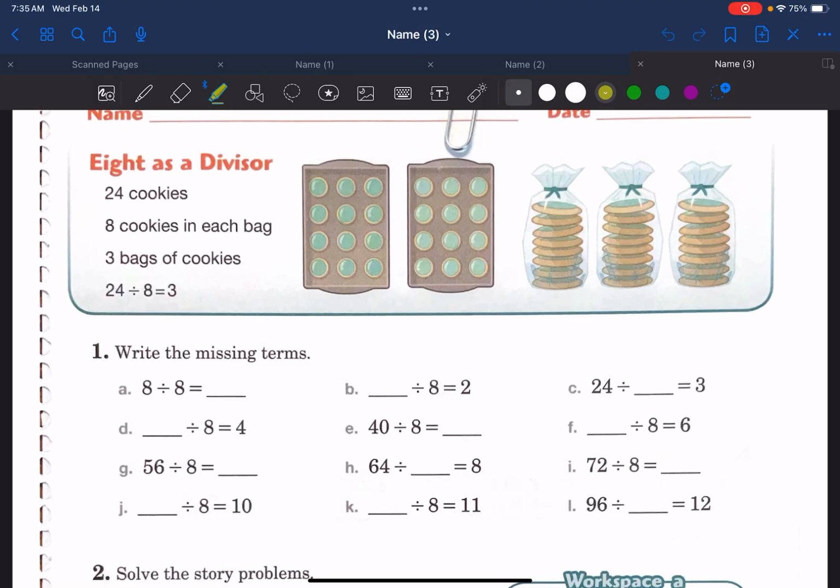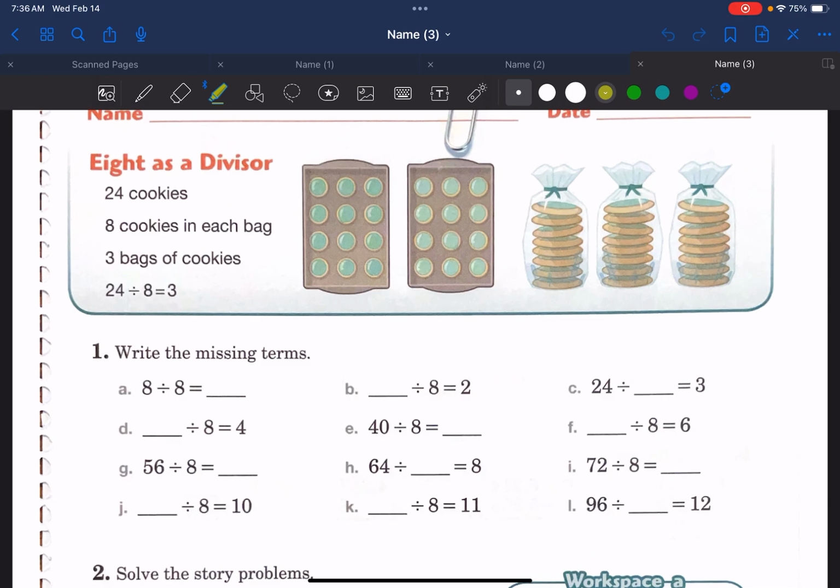Good morning, third grade. Today you have lesson 96 and it is 8 as a divisor. So that means we're dividing a whole group into eighths. And so how many groups would that be?